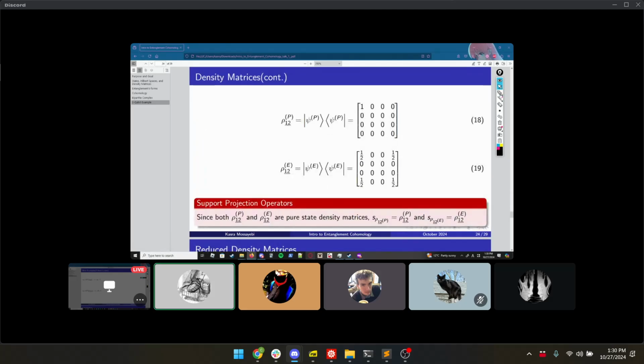But see the product: all we do is multiply these guys, and it gives you just a 1 and then a bunch of zeros. And for the entangled state, you get a half in all the corners, or if you factor out a half, you just get 1. Because these are pure state density matrices, it's just ket-bra. The density matrices are the projection operators onto the support, so we don't really have to do anything too special there to get them.